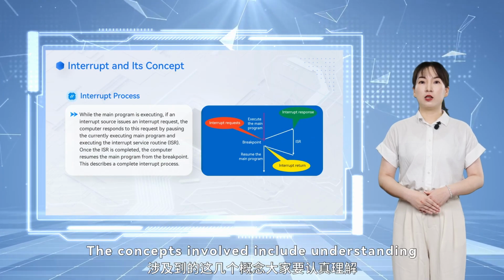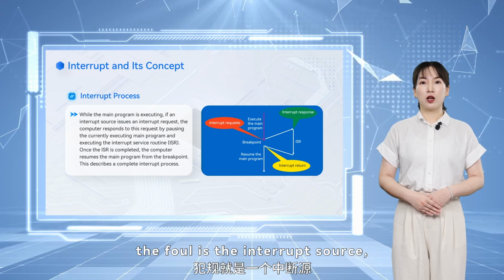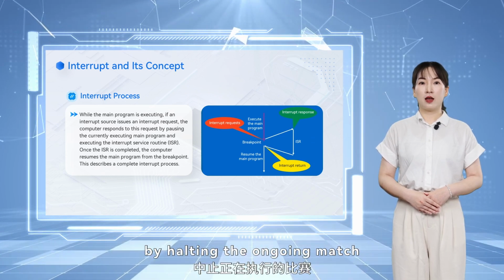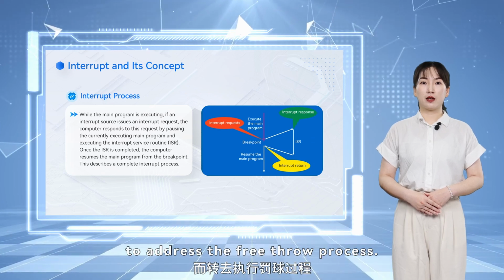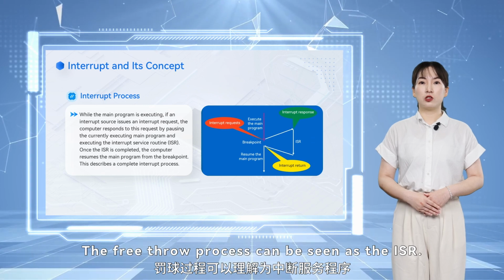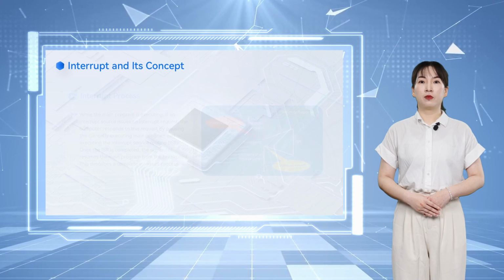The concepts involved include understanding that in our example, the foul is the interrupt source, and the referee stopping the game is responding to the interrupt request by halting the ongoing match to address the free throw process. The free throw process can be seen as the ISR. After the free throws, the game resumes.